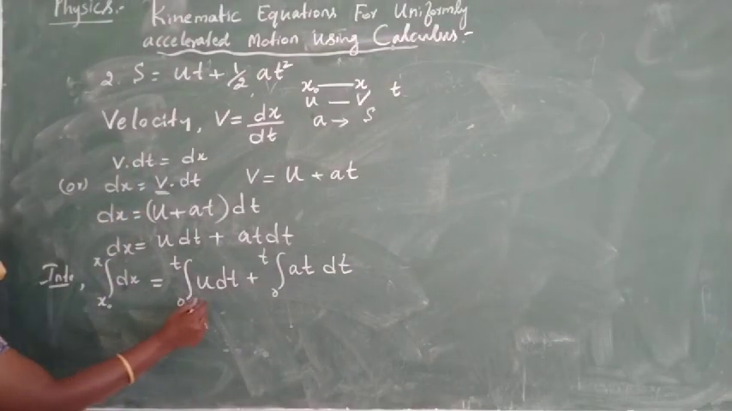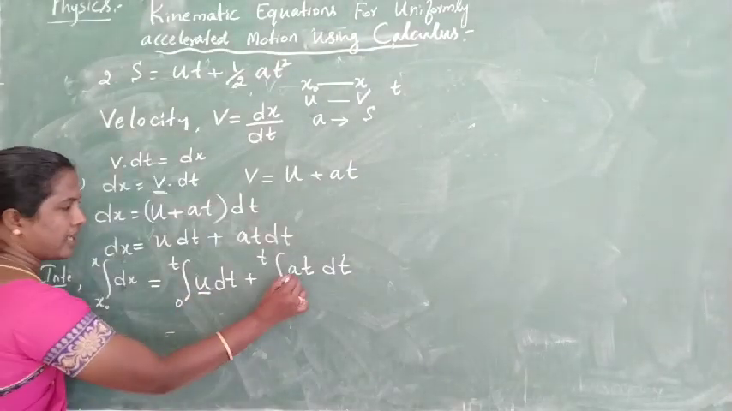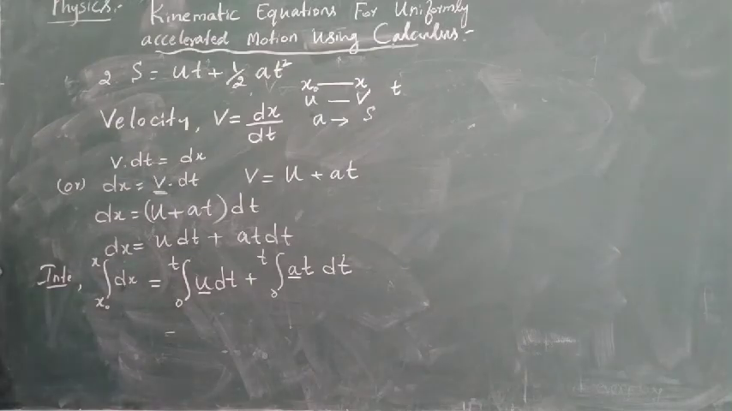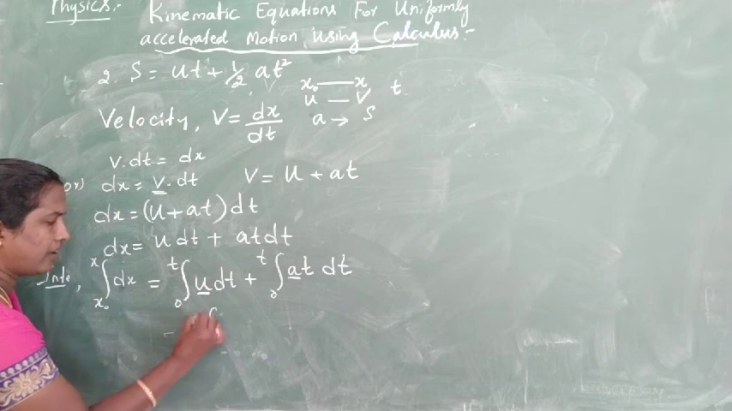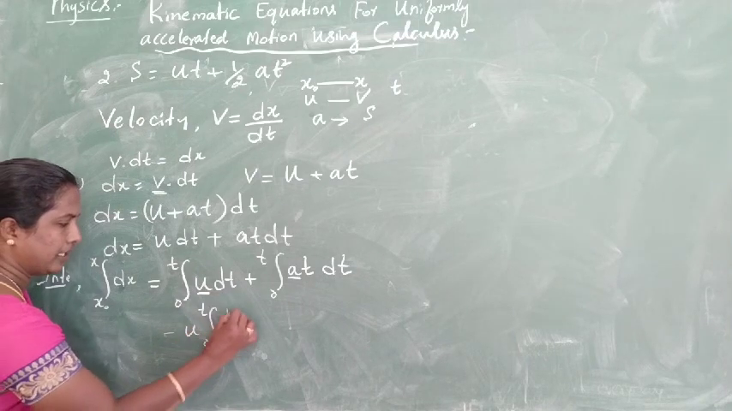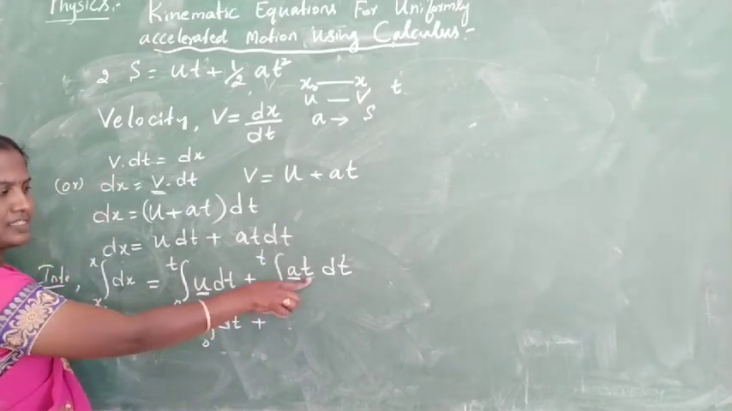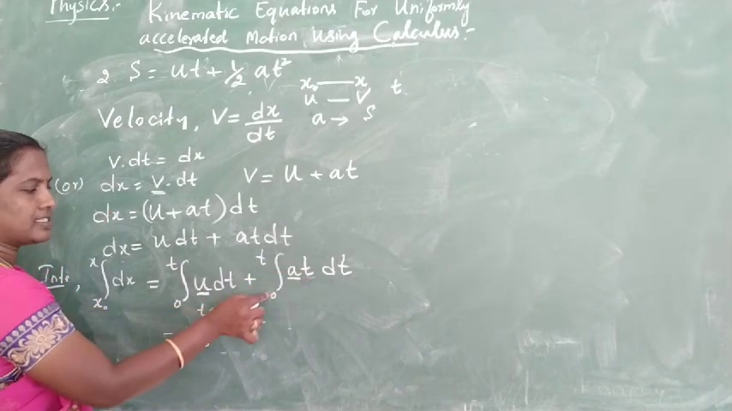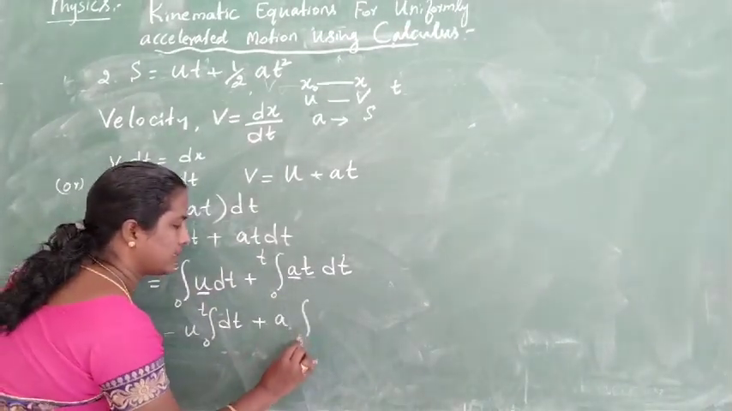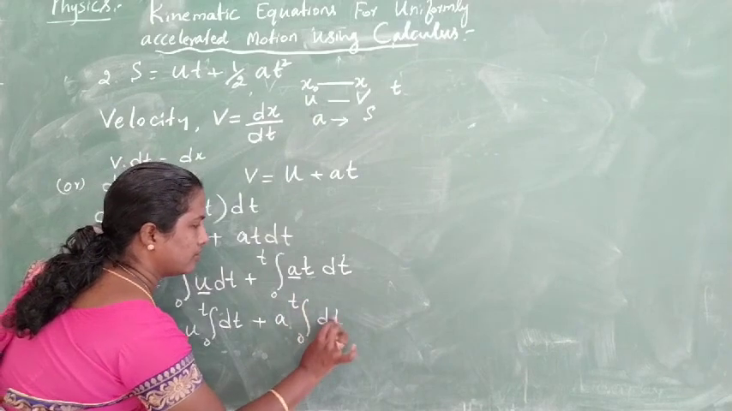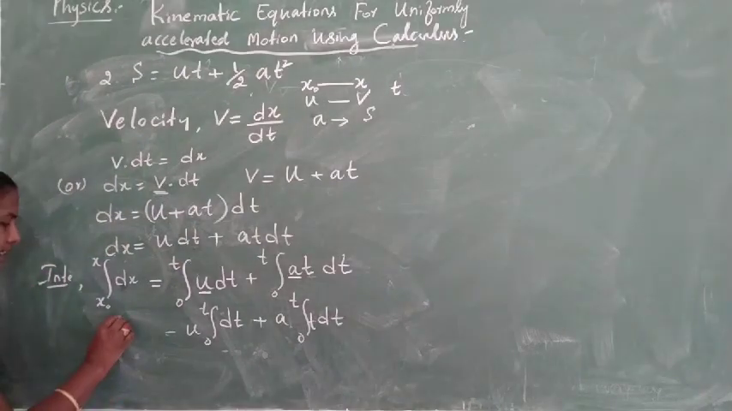Here let me take all the constant terms to this side. You see, u is the initial velocity, a is the uniform acceleration. So we can take these two terms out, that means u into the integral of dt, plus here only a, because we cannot take time as a constant. The time changes from 0 to some seconds, some time interval. So a into the integral of 0 to t, t into dt.